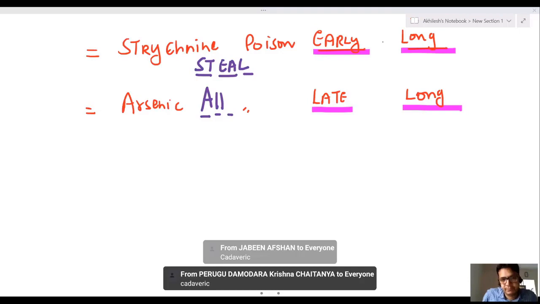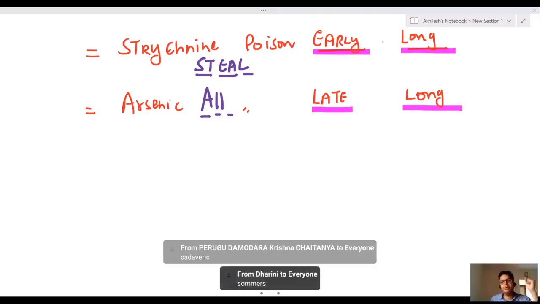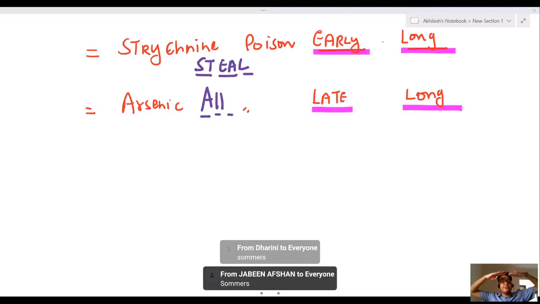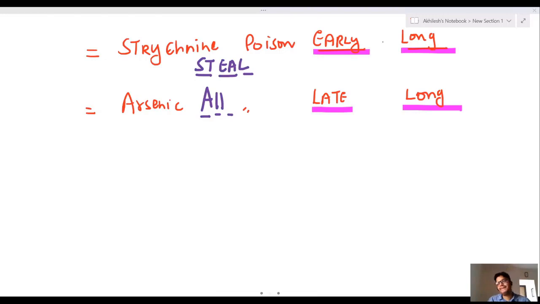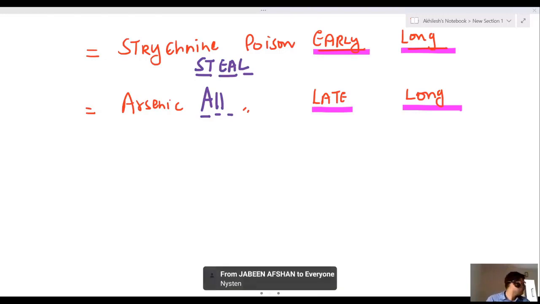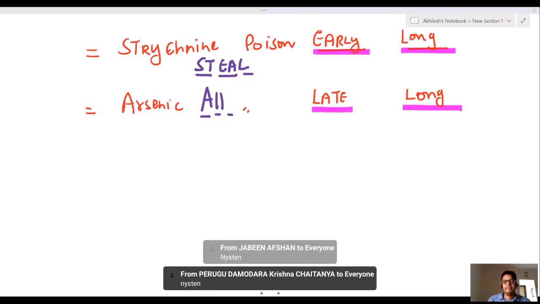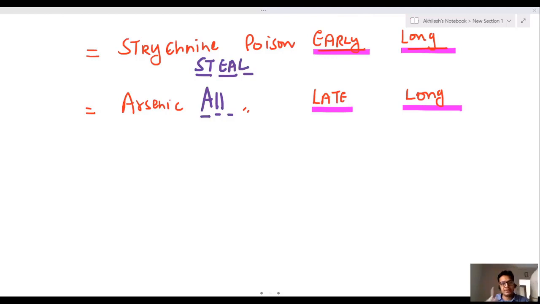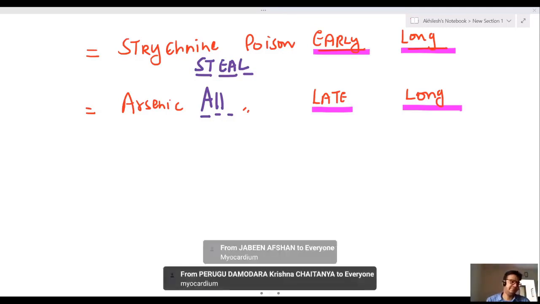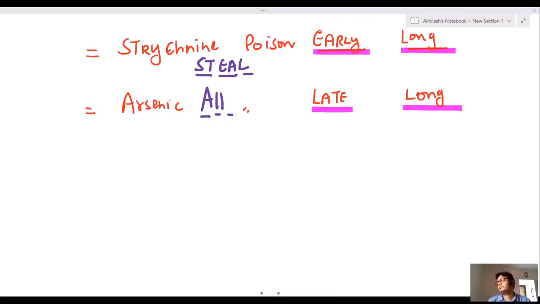Rigor mortis is also known as dash movement. Somer's movement. Rigor mortis starts from upwards and goes to the downwards. What is the name of the law? Nysten's law. Which is the first muscle in which rigor mortis is seen? Myocardium. Which is the first external muscle? Upper eyelid.